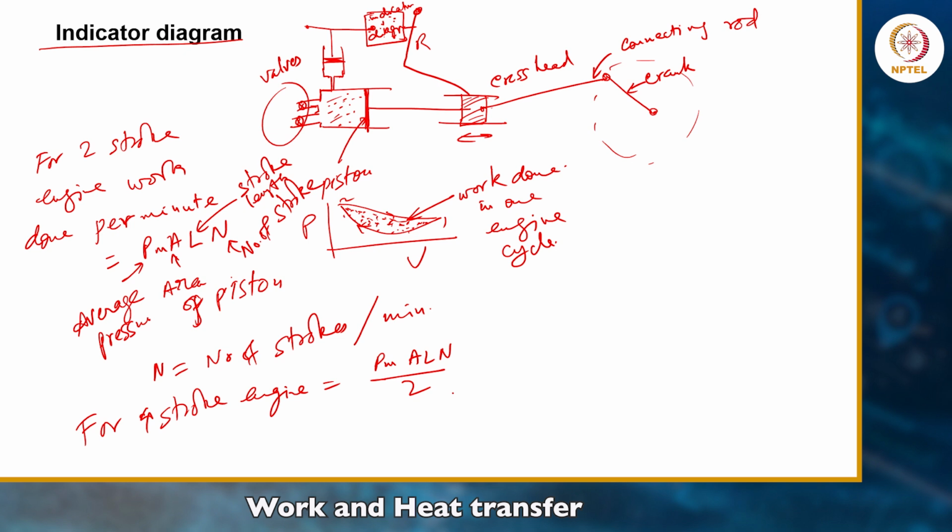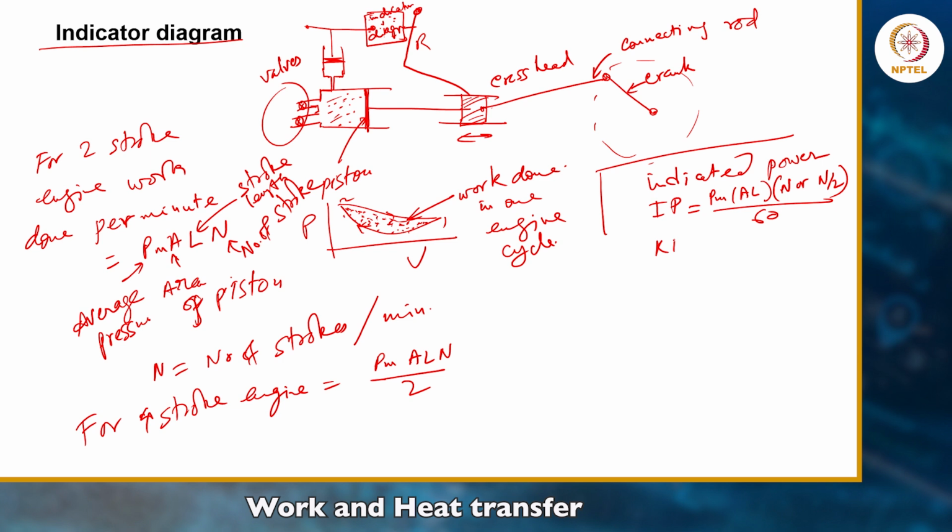Power developed inside the cylinder of the engine is called indicated power, or IP. So the formula is PMALN, or N by 2 for 2-stroke or 4-stroke engine, divided by 60, in kilowatt. Power in kilowatt is the unit. PM in kPa, and N is the number of cylinders. Here I am using N, but I have used another N in the PV power. Both are different, don't mix them up.